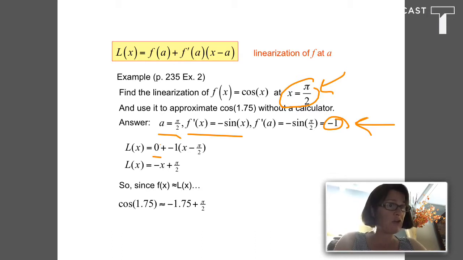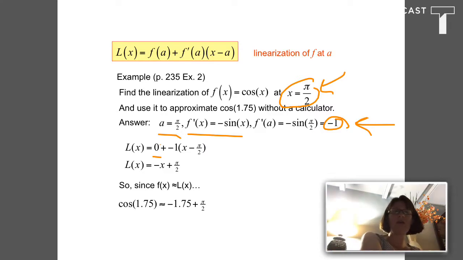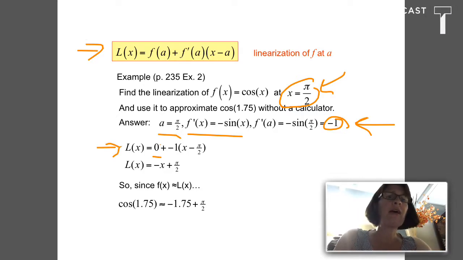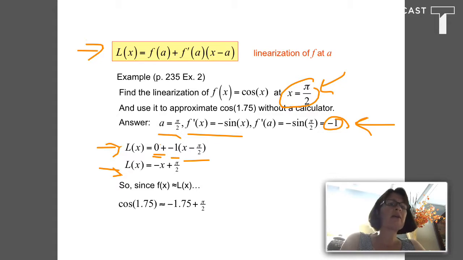And now we can see I can write my tangent line equation. I could either use point-slope form and then scooch that f of a over to the right, or I can notice that I've got the linearization formula written here, and I can choose to memorize that. So f of a is 0, so I have 0, plus the slope, which in this case is negative 1, times the quantity x minus the original x value, which was pi over 2. So I can take that and multiply it out. You don't have to. Here's what I've got. The simplified version, my L of x formula, my linearization, is negative x plus pi over 2. So this is the answer to the first part of their question.